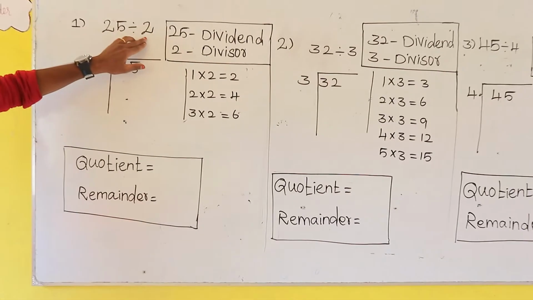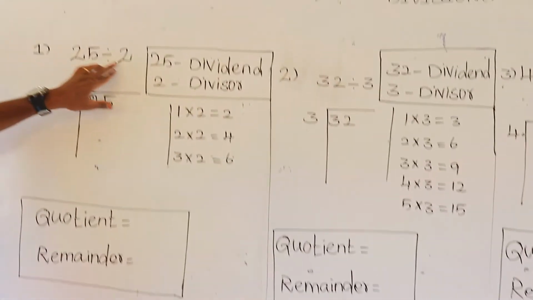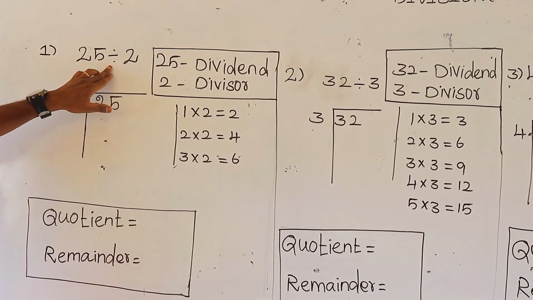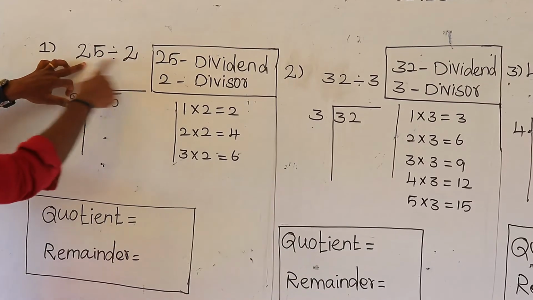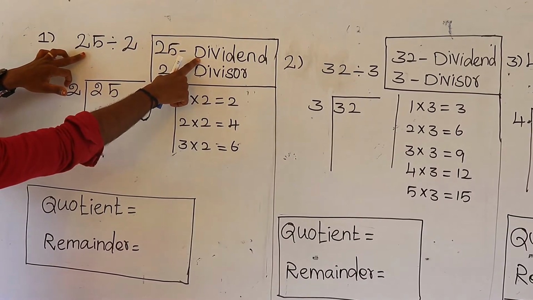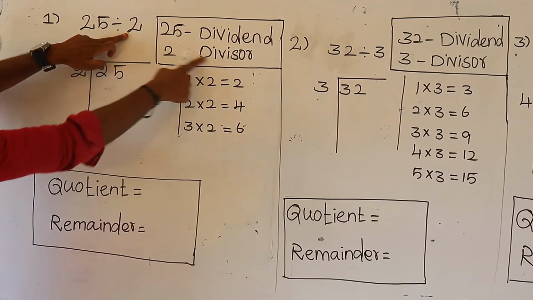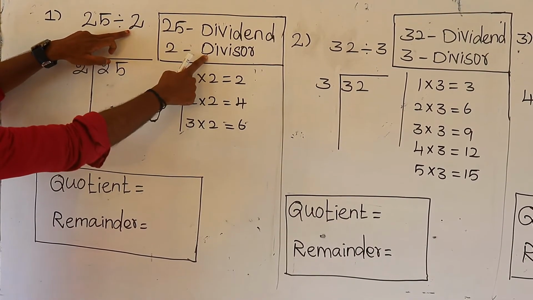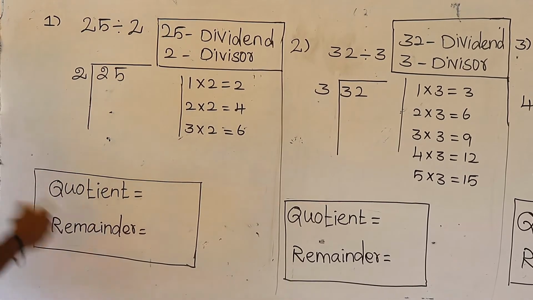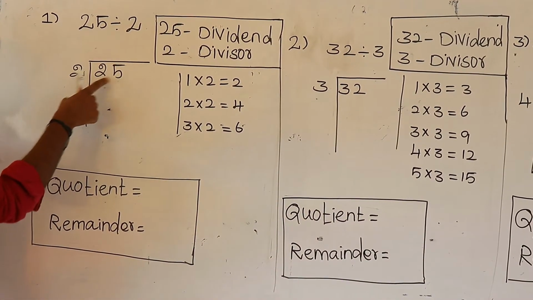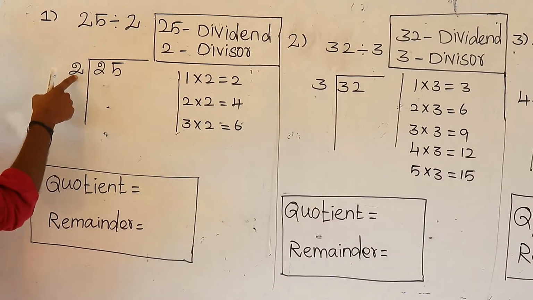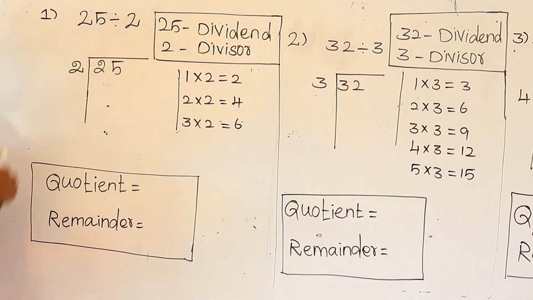25 divide 2. This is the divide symbol. 25 is the dividend value, and 2 is the divisor. So first we write it like this: 25 divide 2.